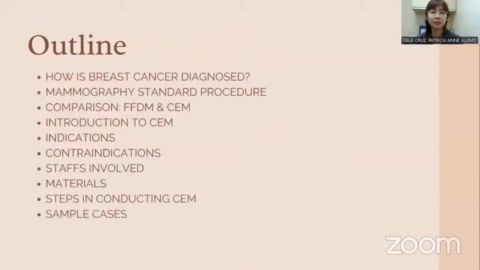So here is the outline of my discussion. First, we'll discuss how breast cancer is diagnosed. Then the mammography standard procedure, and a comparison between full-field digital mammography and the CEM. Introduction to CEM, its indications, contraindications, steps involved. Then what are the materials we're going to use? Of course, the steps in conducting CEM, and we're going to show sample cases of contrast-enhanced mammography.